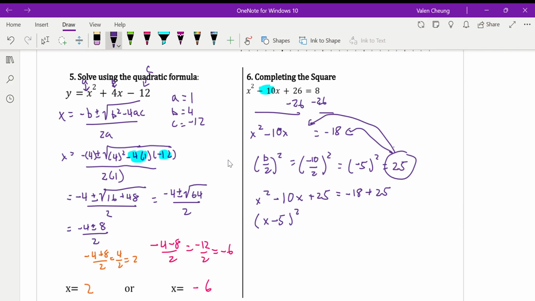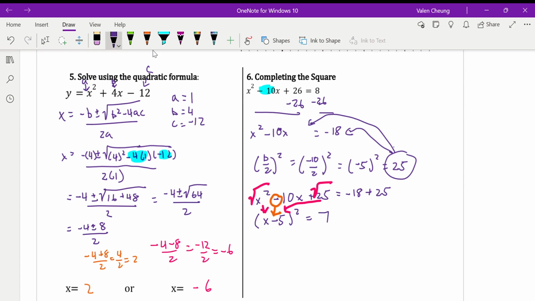Now, if you forgot how to do that, very quickly, the first term becomes the square root of x squared, that's x. What's the square root of 25? That's 5. And for the middle term, because it is a negative 10 in the middle, your sign is going to be negative in the middle. Okay? And then x minus 5 squared is going to equal negative 18 plus 25, which is 7.